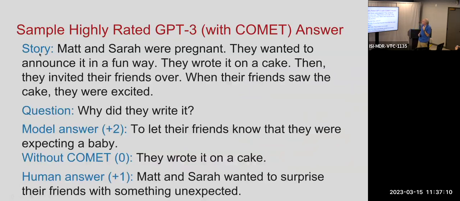So here's a highly rated GPT-3 with COMET knowledge answer. Matt and Sarah were pregnant. They wanted to announce it in a fun way. They wrote it on a cake. Then they invited their friends over. When their friends saw the cake, they were excited. Why did they write it?